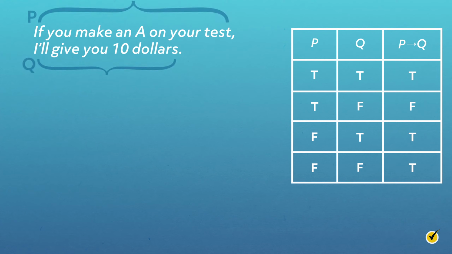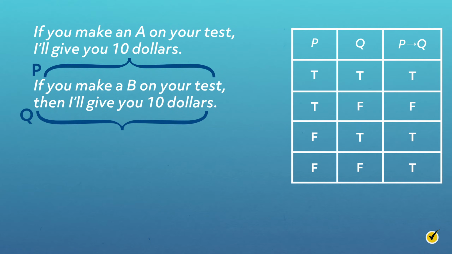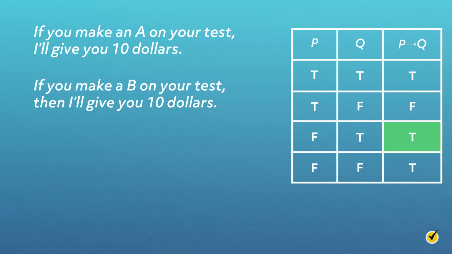Suppose I make this statement. If you make an A on your test, then I'll give you $10. Is the statement, if you make a B on your test, then I'll give you $10, true or false? This statement is true because we don't know the outcome of bringing home a B. All we know is that it is true that an A will get us $10. Think of it this way. If you got an A, then you should get $10.